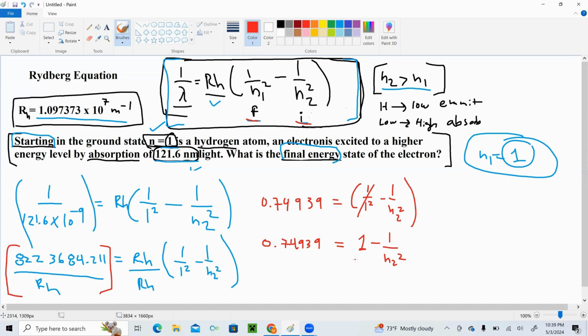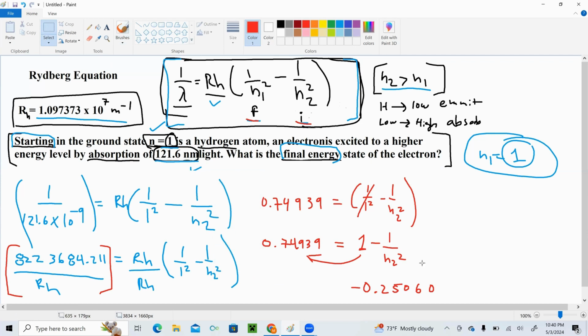Both ways you can do it. This is how I'm going to do it. This is just algebra at this point, but subtract this, move it over here. So that would be 0.74 minus 1. So we move this over here. We get 4939 minus 1 is equal to negative 0.25060.